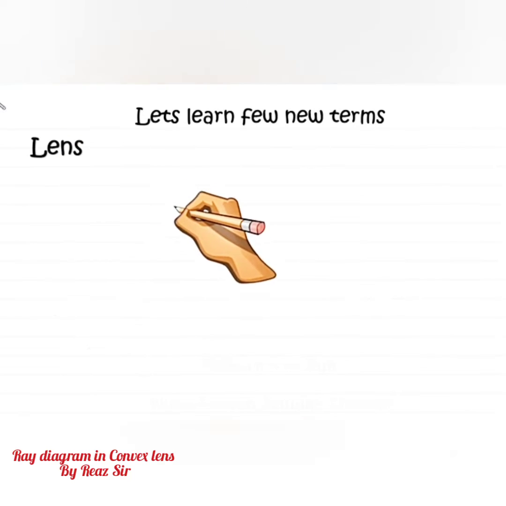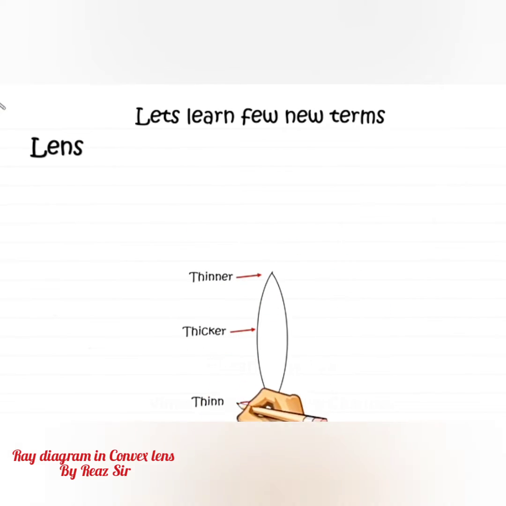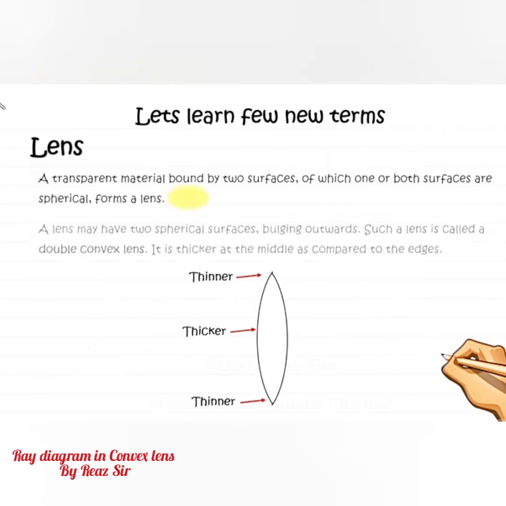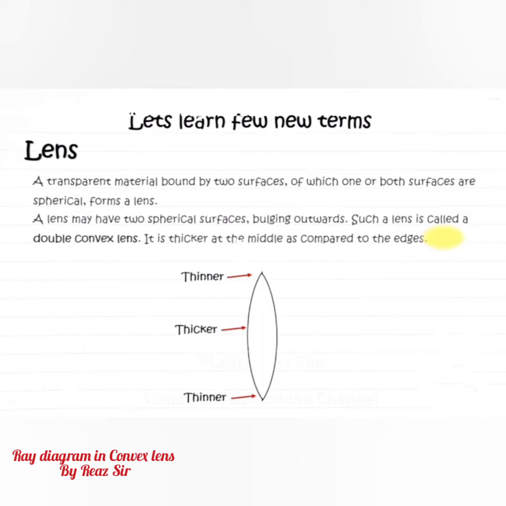Regarding ray diagrams, we have to know some important new terms about lenses. What is a lens? A transparent material bound by two surfaces, of which one or both surfaces are spherical, forms a lens. A lens may have two spherical surfaces bulging outwards. Such a lens is called a double convex lens.